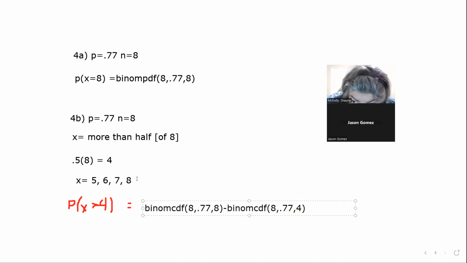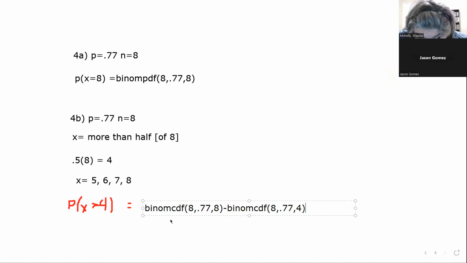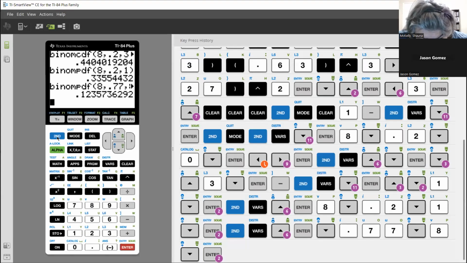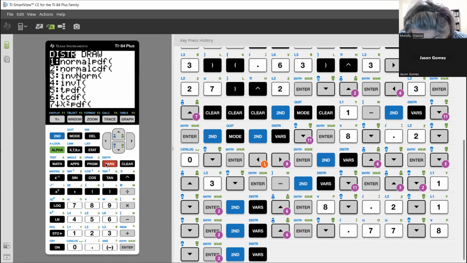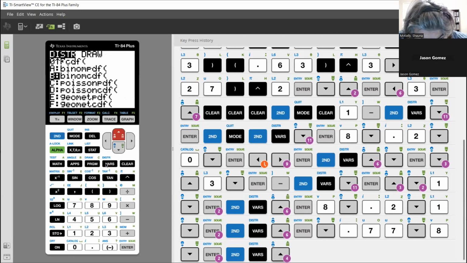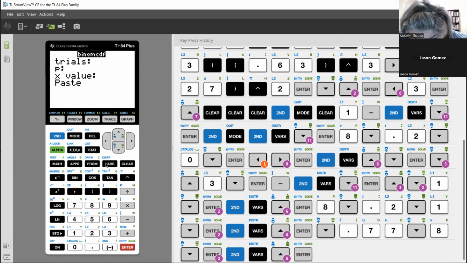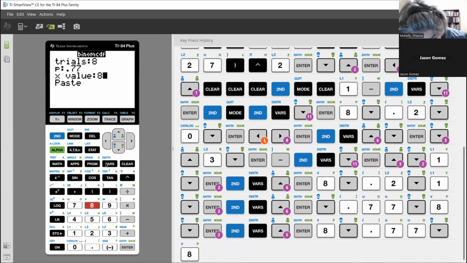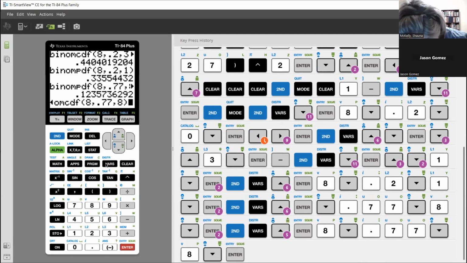Okay, so binomial. Let's go share our screen and see if we got the answer here. New share. So we get second distribution, binomial CDF. This is going to be 8.77 and 8. Paste it, don't hit enter yet.